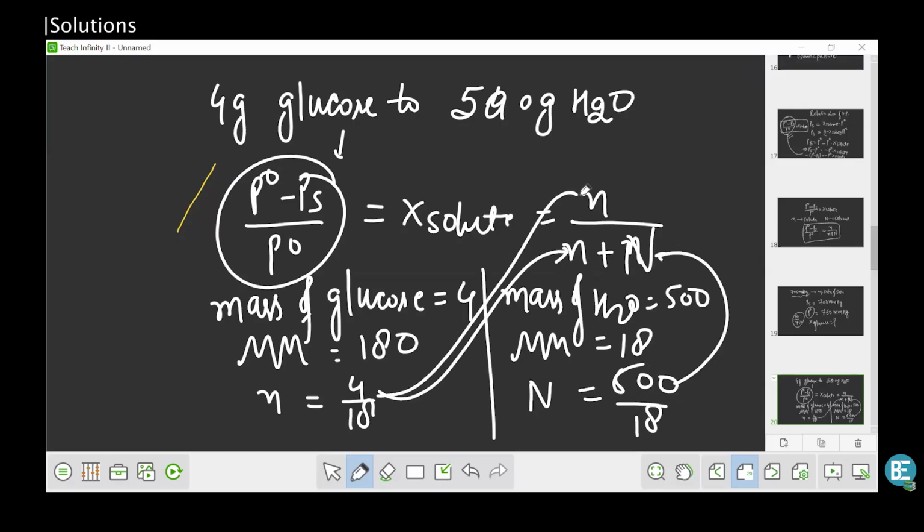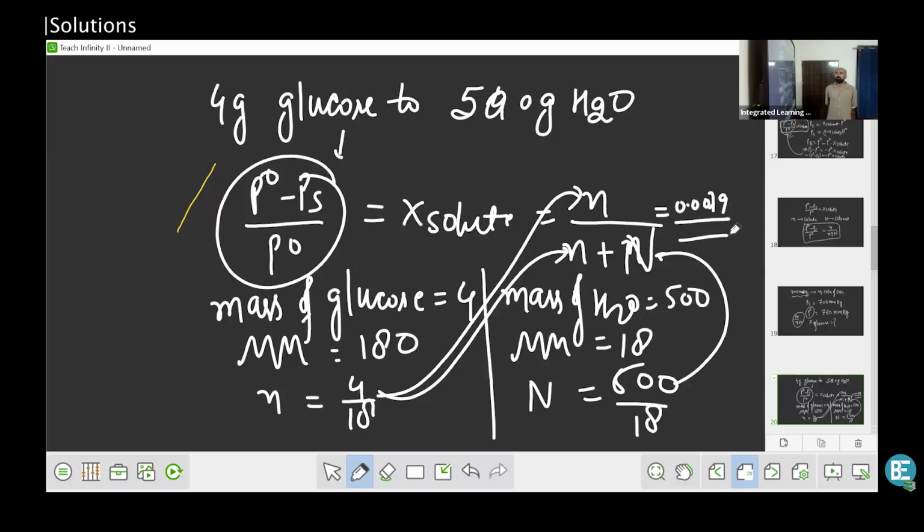Yes, sir. So what is the answer that we are getting? I'm not sure, but I think the answer is 0.00798, 0.0079 something. So everyone can check this one. Okay. Is it clear?